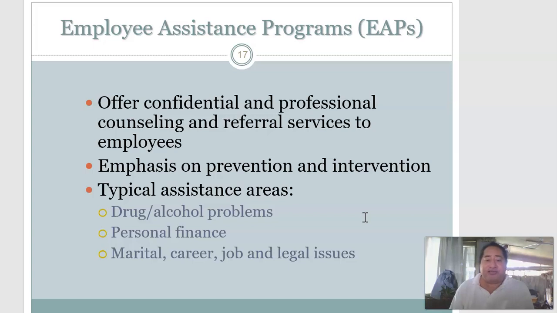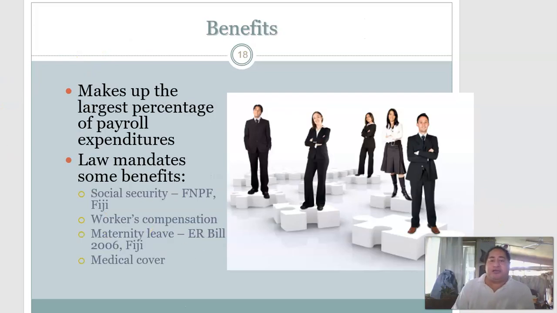Personal finance, marital, career, job, and legal issues are other areas. We also look at benefits, which make up the largest percentage of payroll expenditure. We look at mandatory benefits and voluntary. Mandatory would be things like maternity leave from the employee relations bill, medical cover if it's covered by the organization, worker compensation, superannuation. These are mandatory. Voluntary benefits would be like health insurance. Sometimes it becomes mandatory, but it's optional, or life insurance, right? And that's also very important.